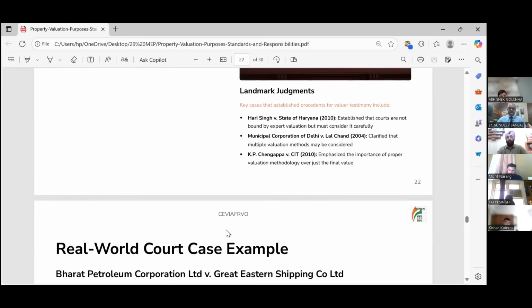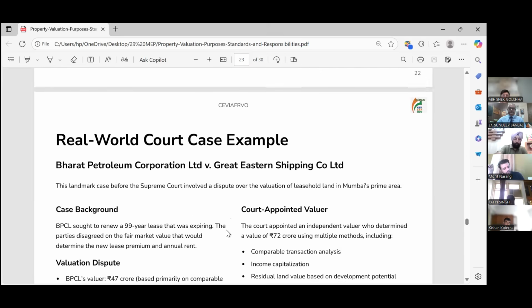For example, Hari Singh versus State of Haryana, 2010, established that courts are not bound by the expert valuation but must consider it carefully. Another case, Municipal Corporation of Delhi versus Lalchand, clarified that multiple valuation methods may be considered. And in another case, KP Chupanga versus CIT, it emphasized the importance of proper valuation methodology over just annual value.